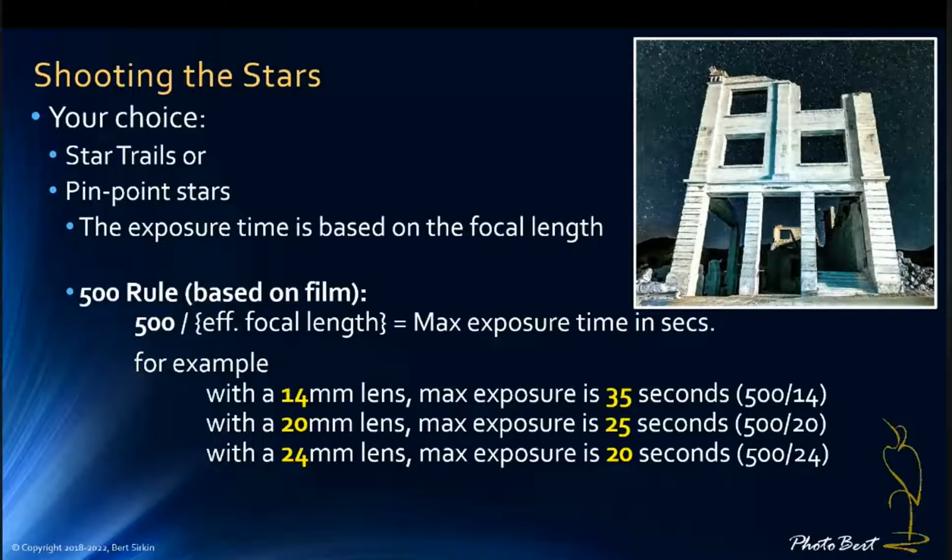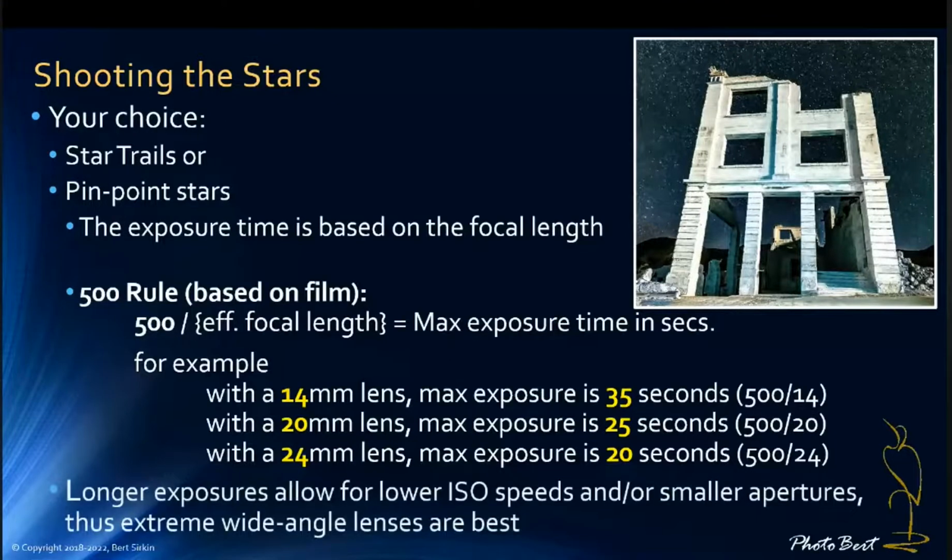And as you can see with a 24 millimeter lens, the longest exposure is 20 seconds. However, as I said, this is based on film, doesn't work with high resolution digital cameras. So this isn't something that you're going to want to use. Longer exposures do allow for lower ISO speeds, however, in smaller apertures. So extreme wide angle lenses are best. And it's going to be best on this other method I'm going to tell you about now too.